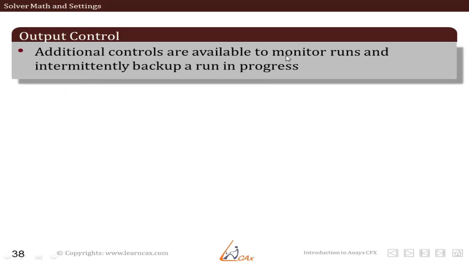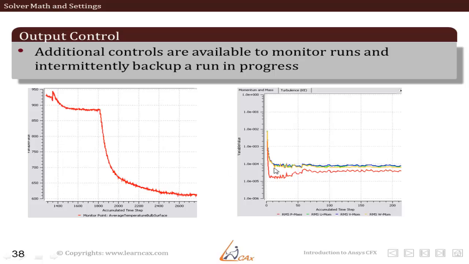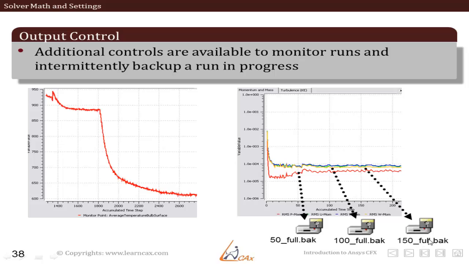Additional controls are available to monitor runs, as well as intermittently back up a run in progress. This sort of residual plot can be seen, and this is available only when we monitor some variables or residuals. This is an example of a monitor plot for momentum and mass equation residuals. And in between the runs, we can save backup files so that we can resume the run if there is any problem, or the run crashes, or stops intermittently. This is an example of a backup file saved at the 50th iteration. One more backup file is saved at the 100th iteration, and at the 150th iteration.